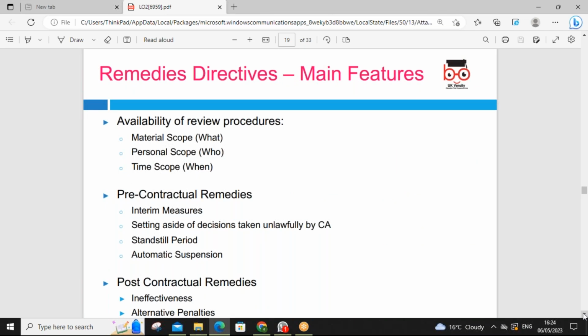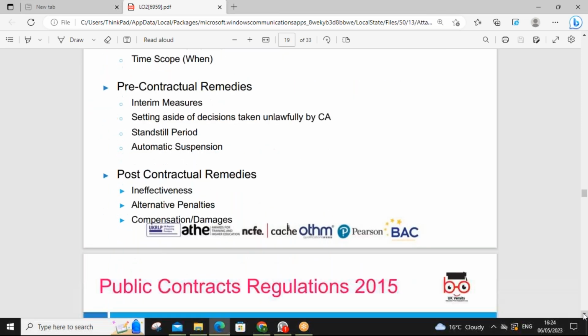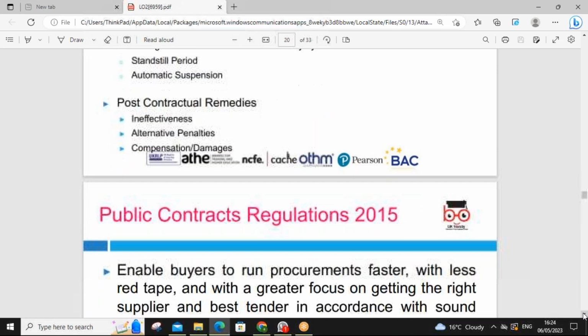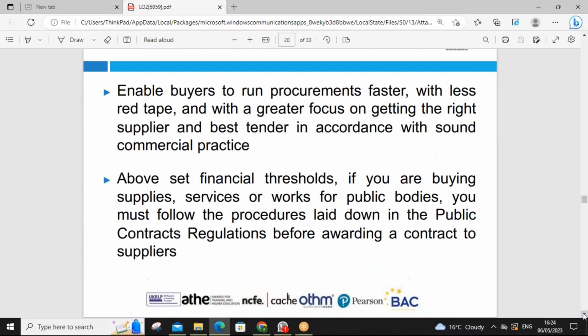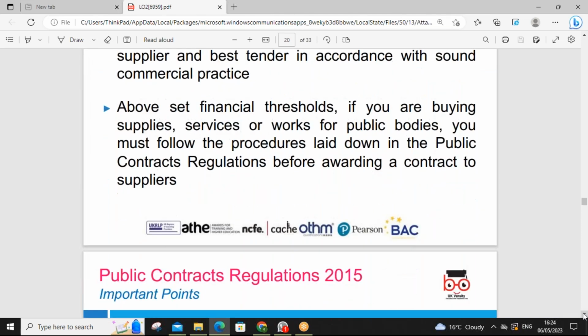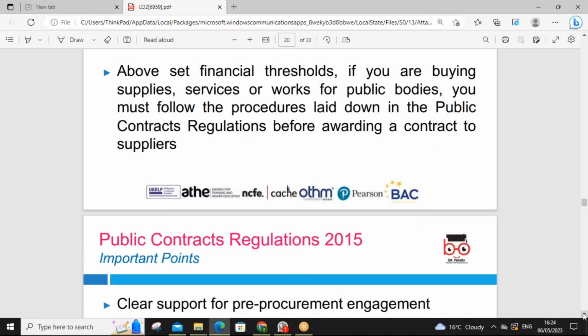So we have availability of the review procedure, material scope, what, personal scope, who, and the time; pre-contractual remedies, interim measures, and setting aside decisions taken unlawfully; standstill period and automatic suspension; post-contractual remedies, ineffectiveness, alternative penalties and compensation. That's huge, so it enables buyers to run a procurement faster with less red tape. With more red tape, of course, there is more scrutiny we need to look at, with greater focus on getting the right supplier, the best standard according to sound commercial practices, and above the set financial threshold.